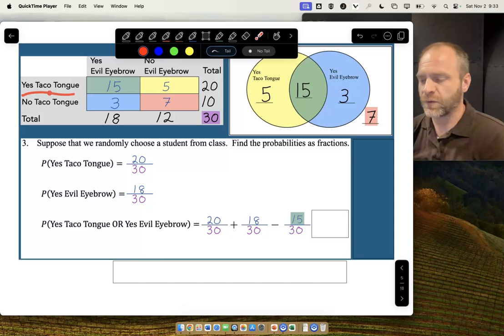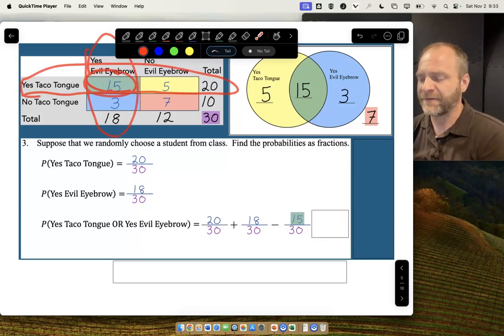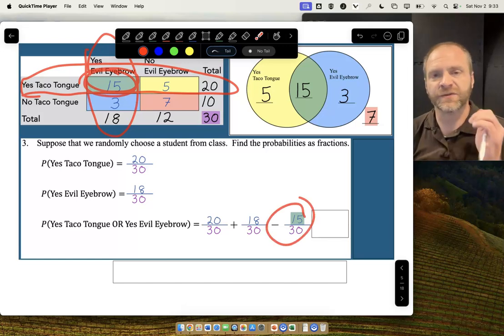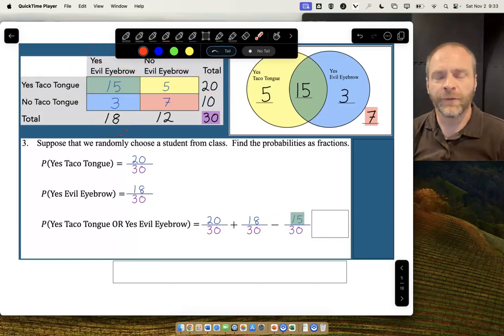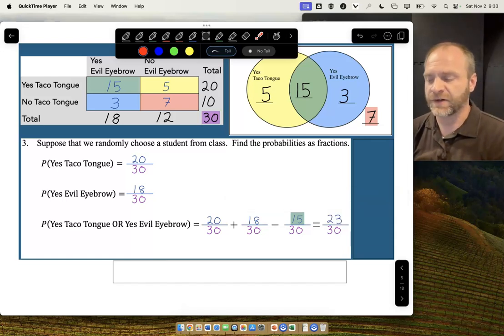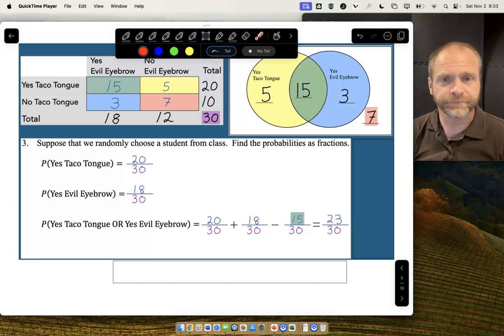I took my 20 out of 30. I took my 18 out of 30. I counted that 15 out of 30 twice, so I have to subtract it. That way I can get rid of the one that I counted more than once. And so in that case, I would have my answer of 23 out of 30. That is the probability of somebody with yes taco tongue or yes evil eyebrow.